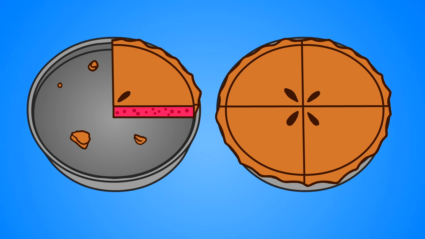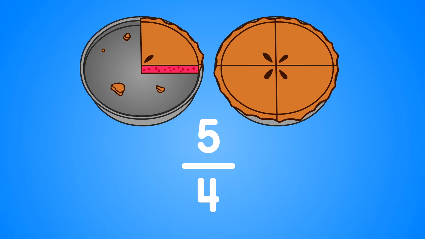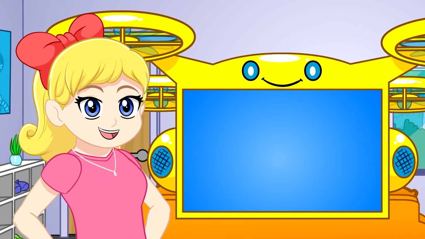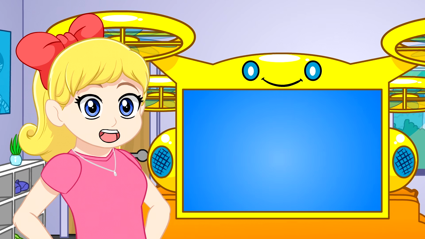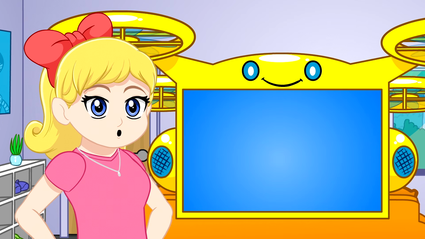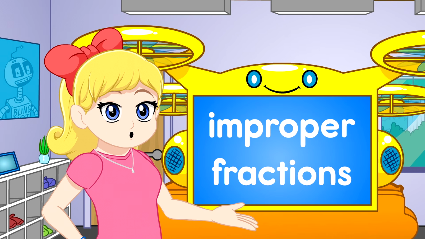Oh, great. Now we only have 5 pieces. Wait a minute. That's 5/4. How can this be? It's okay. We can have more than 4/4 because we started with 2 whole pies. 5/4 is what we call an improper fraction.